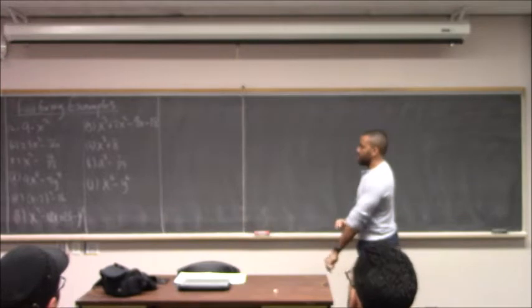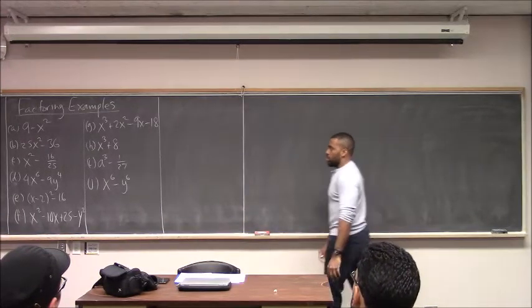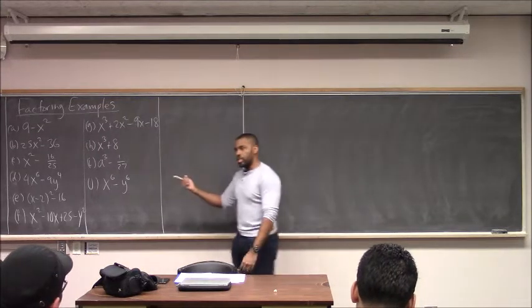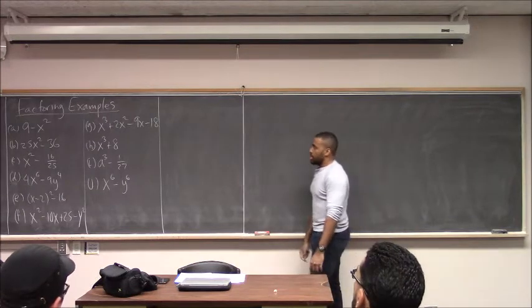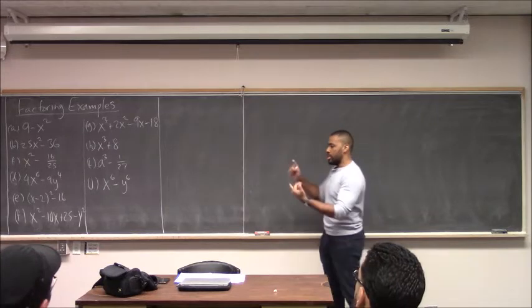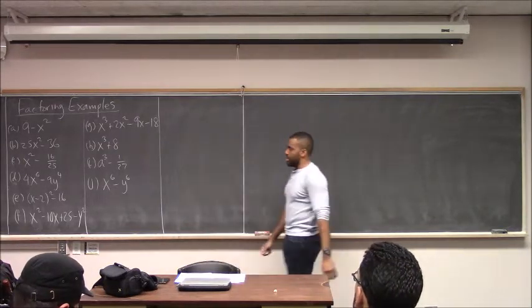General approach to factoring. We're not going to use all the techniques here, but you should know the techniques somewhat in order. If you want to factor something, you should first check if there's a general common factor, a GCF to factor out. Then if there are two terms, you look for difference of squares, difference of cubes, sum of cubes. And we won't go higher than that.